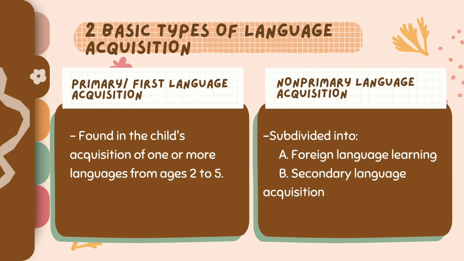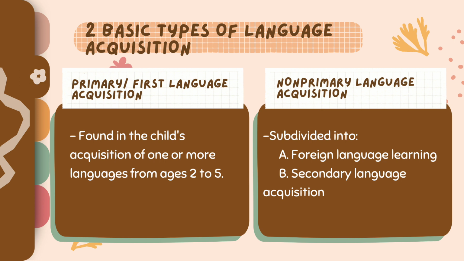Let us proceed to the first subtype of non-primary language acquisition, which is foreign language learning. Foreign language learning refers to a process when a learner learns a foreign language or a non-native language while being in one's own native context. For example, a student in Pakistan studies the English language because it is taught in schools and educational institutions. In Pakistan, English is not their native language, so they learn English in their native context.